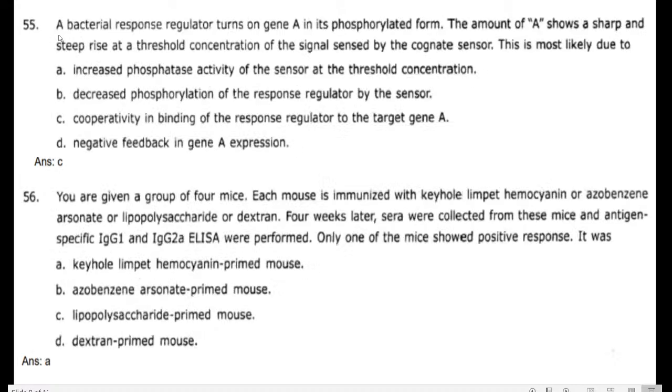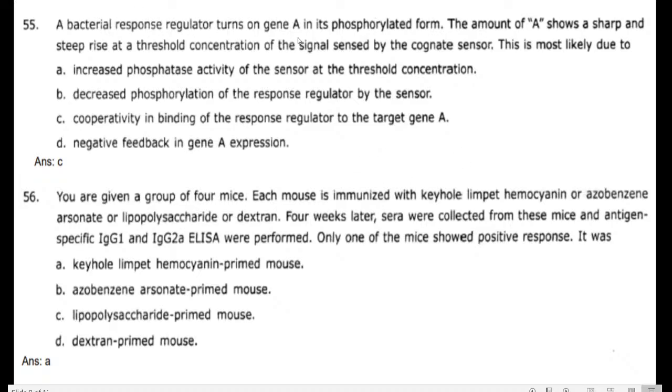Next question: a bacterial response regulator turns on gene A in its phosphorylated form. The amount of A shows a sharp and steep rise at the threshold concentration of a signal sensed by the cognate sensor. This is most likely due to the answer C, cooperativity in the binding of the response regulator to the target gene A.